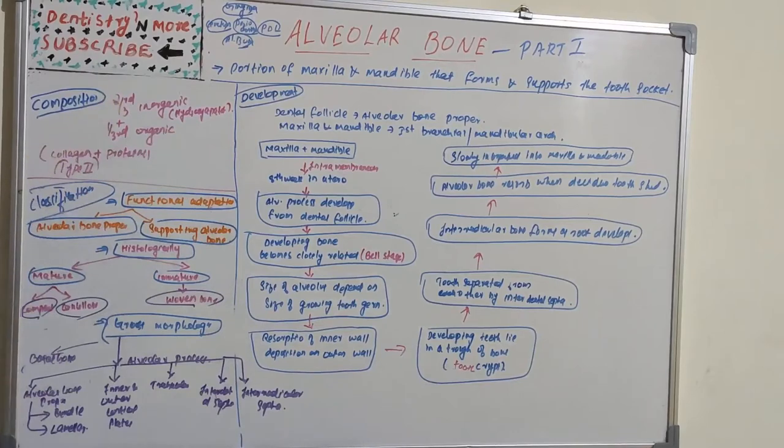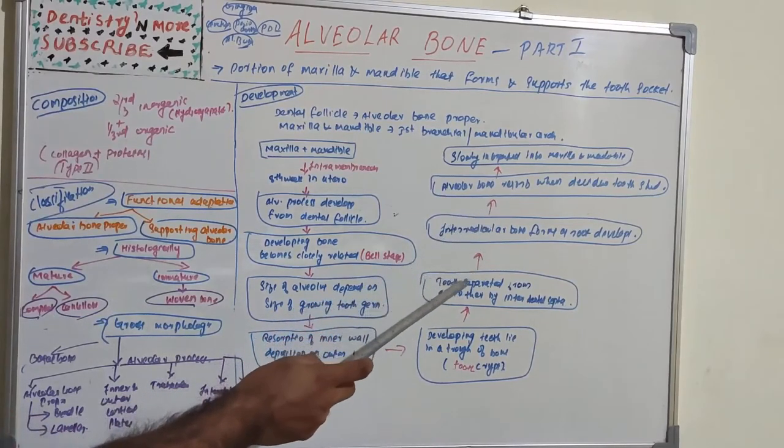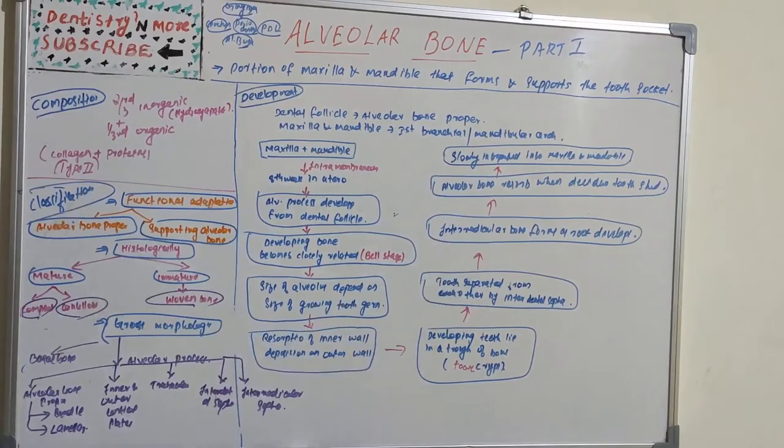After that, what happens? These teeth are separated from each other by the development of interdental septa. So interdental septa form and the teeth are separated. And then with the onset of root formation, the interradicular bone develops in multi-rooted teeth.